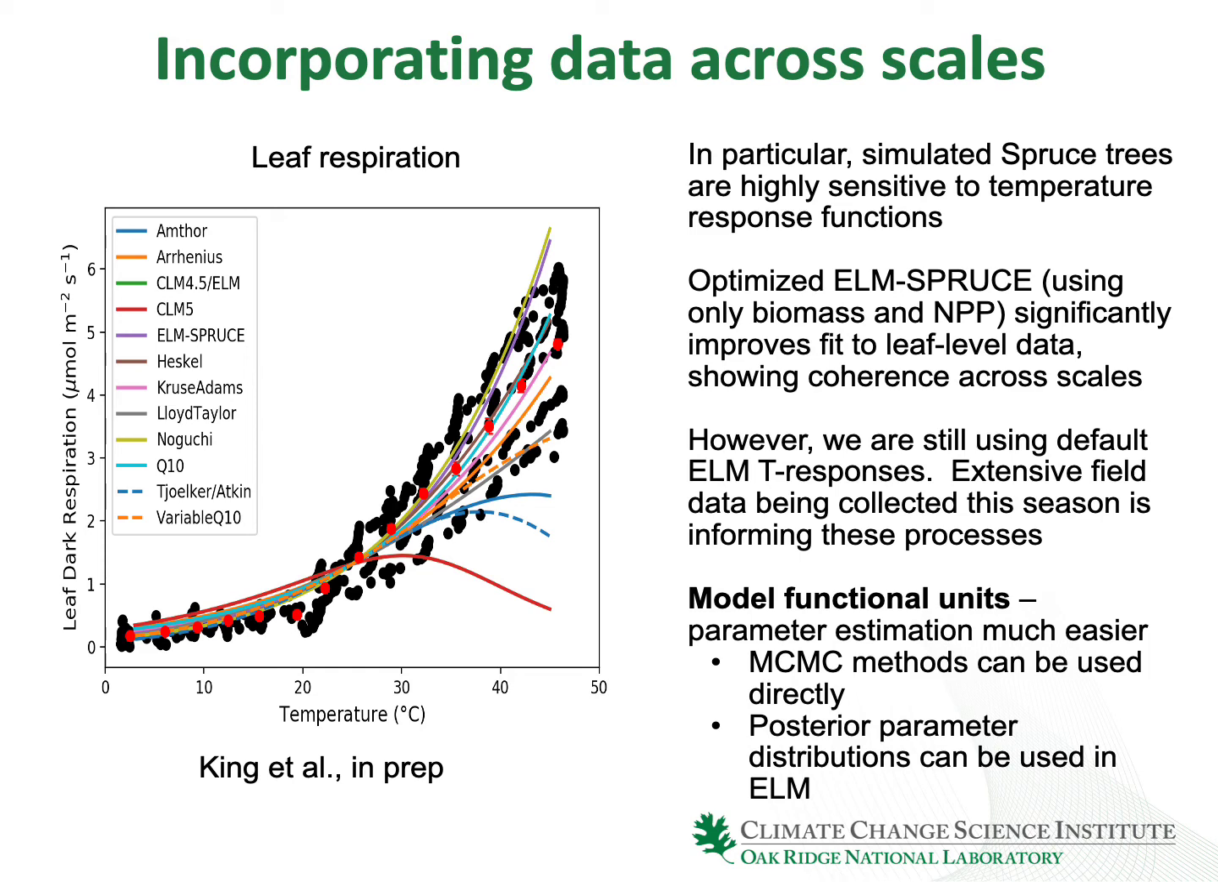For these types of analyses, generally these functional models are much faster to evaluate than the full ELM, and so we can perform parameter estimations on them, like Markov chain Monte Carlo, directly, and it doesn't take very long. And so we can take those model units and calibrate parameters in them, and then bring those parameters back into ELM.